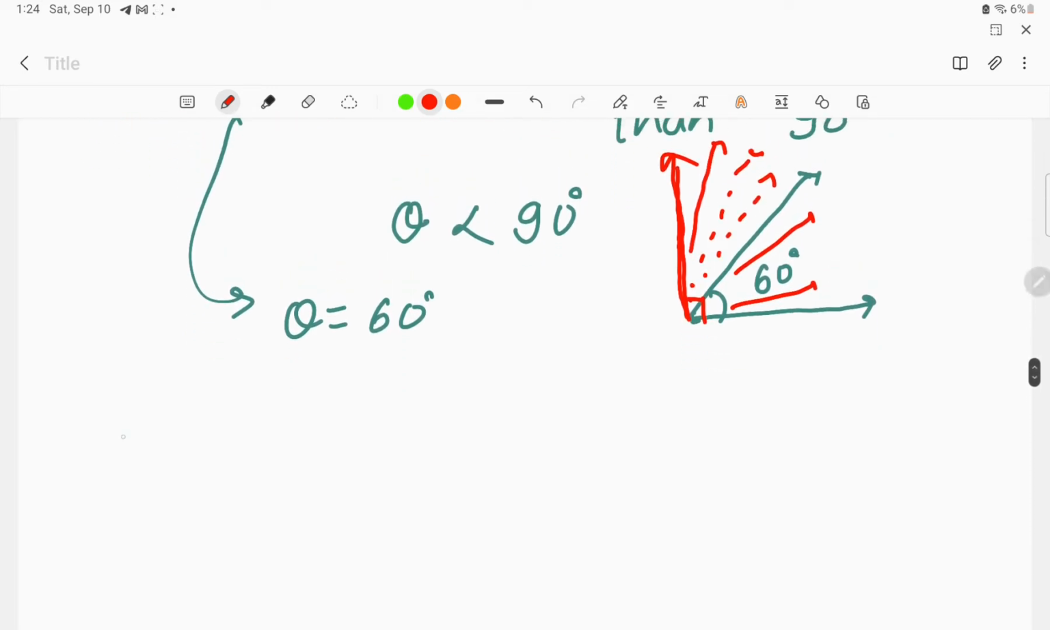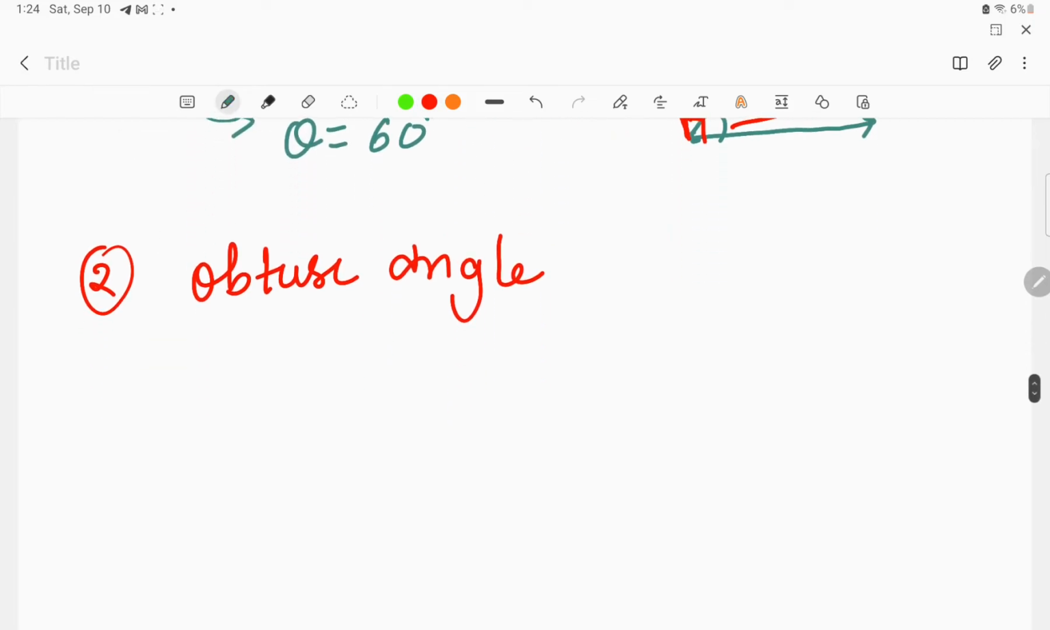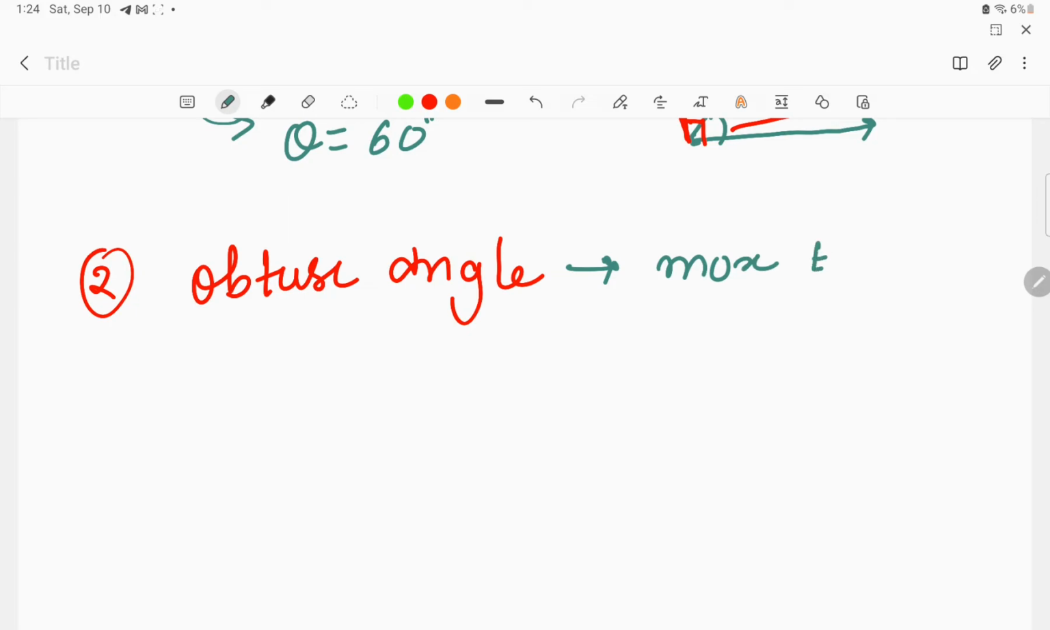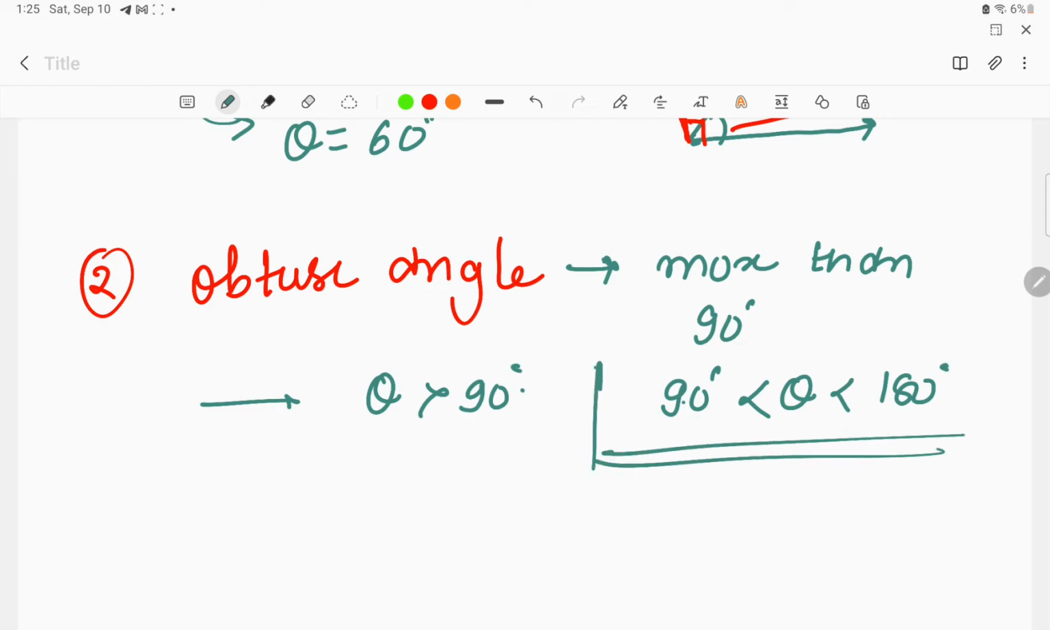Okay. Nextly, the second term that we'll discuss is obtuse angle. Now what is obtuse angle? Obtuse angle is an angle which is greater than that of the 90 degree. More than 90 degree is called as obtuse angle. How is it denoted? Theta is greater than that of the 90 degree. So basically whenever the theta is greater than that of the 90 degree and less than that of the 180 degree, this is called as obtuse angle.